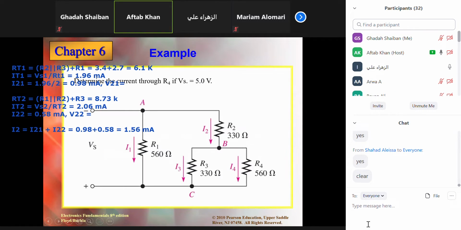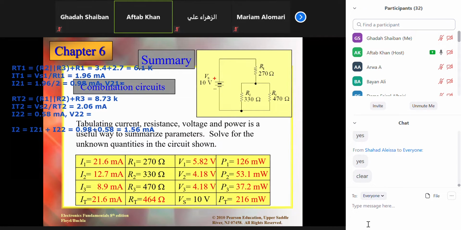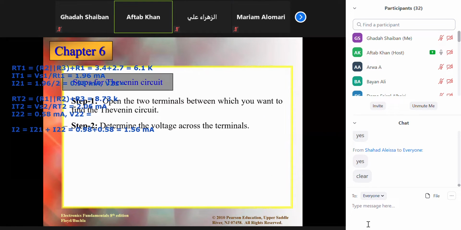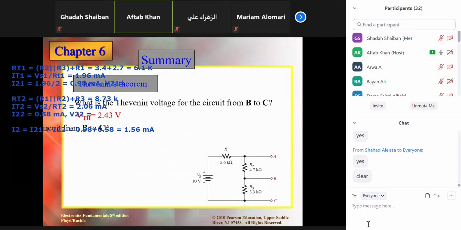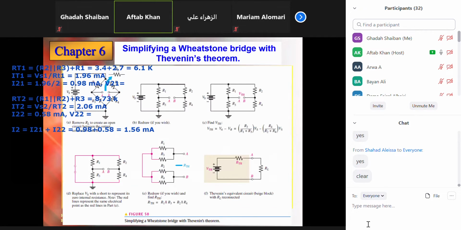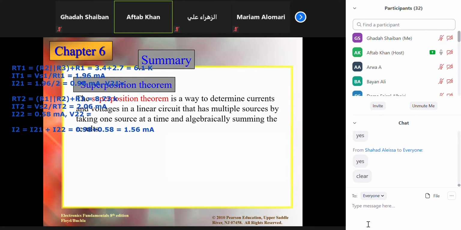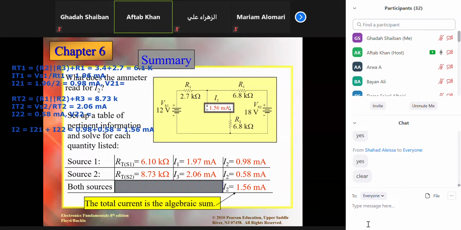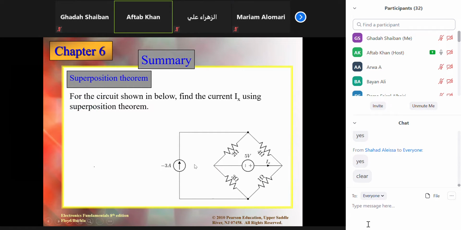All right, so another question is this one. We need to calculate Ix here. The voltage source is there, the current source is there. You have to consider them one by one, and you need to calculate the Ix.